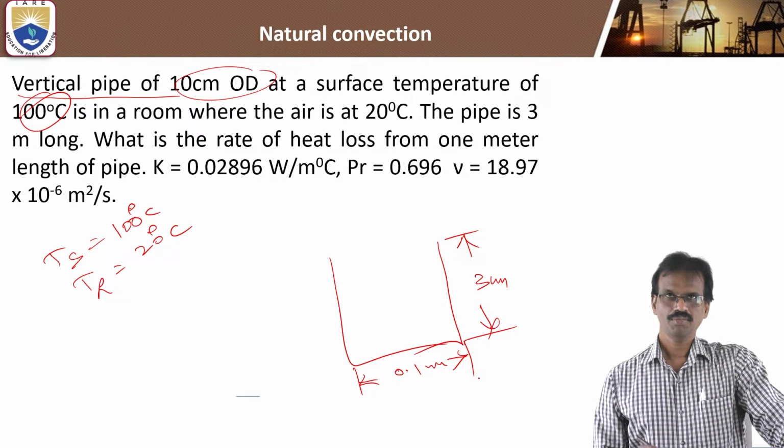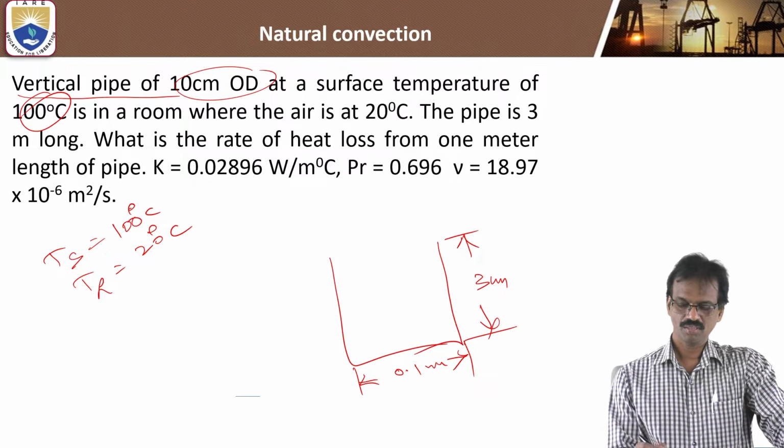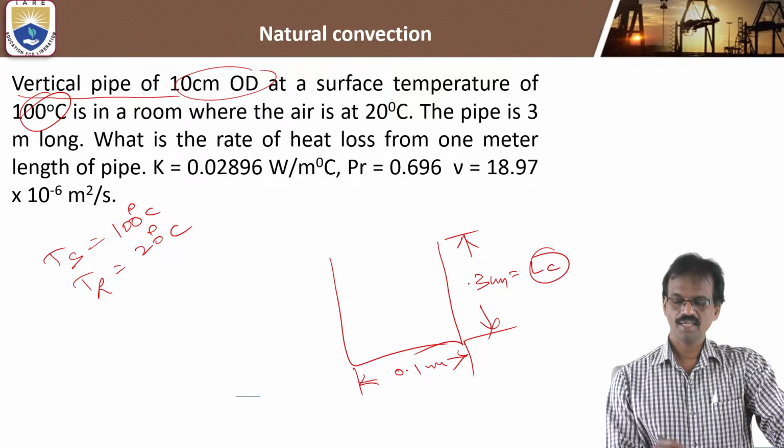Here the pipe is in vertical position, so this length should be the characteristic length.